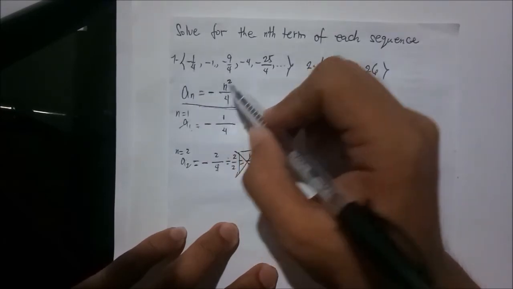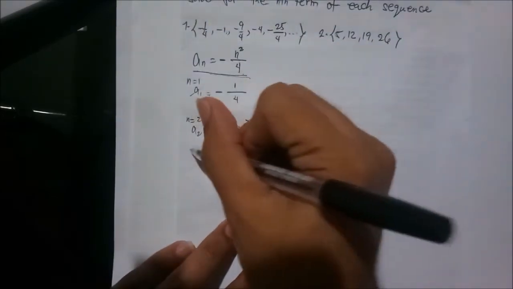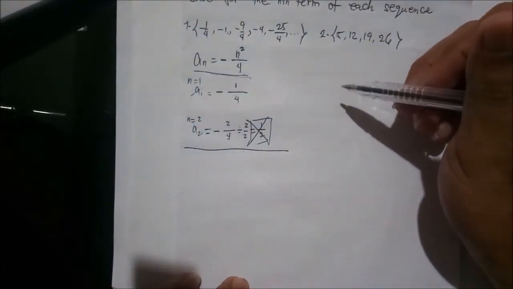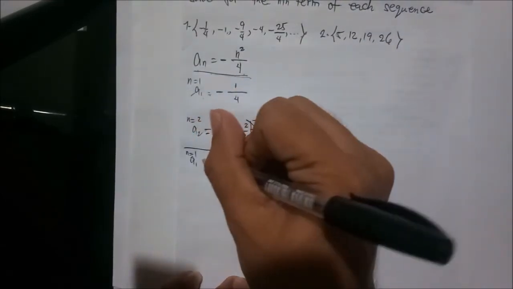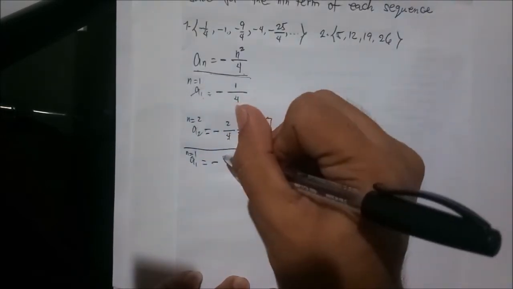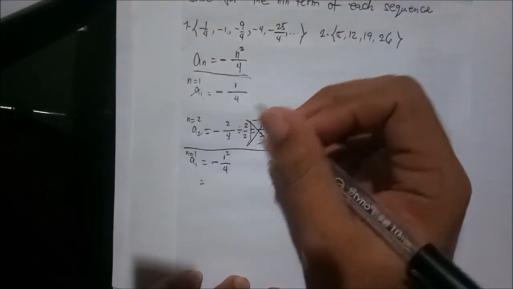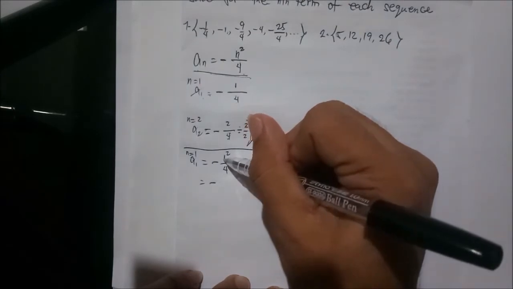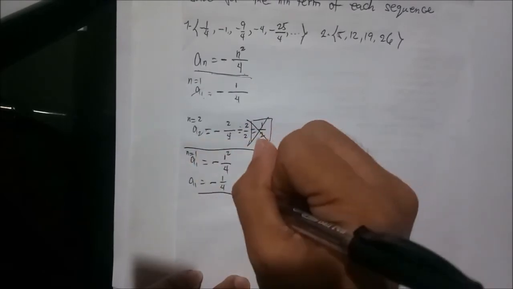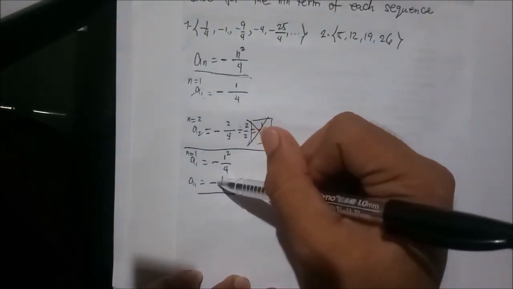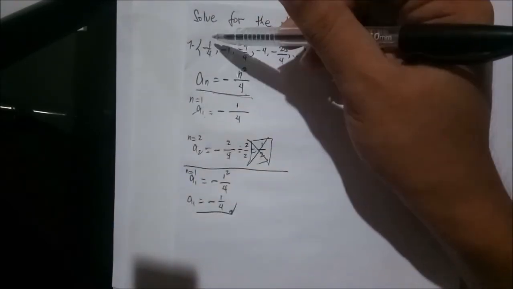Negative n to the power of 2 over 4. So let's try the trial and error. A sub 1, n is equal to 1. Negative 1 to the power of 2 over 4 is 1 over 4. So a sub 1 is correct, because your first term is negative 1/4 and the given here is negative 1/4.